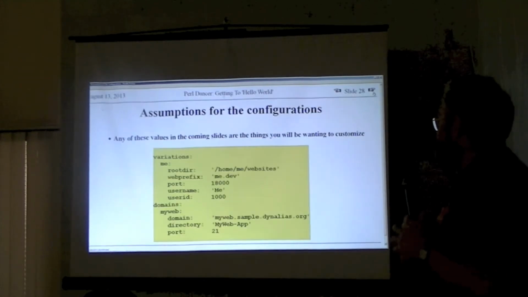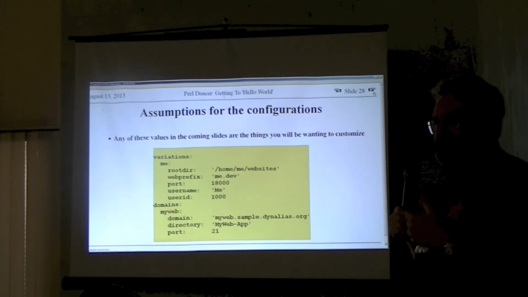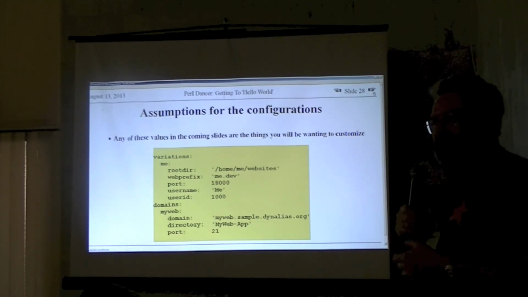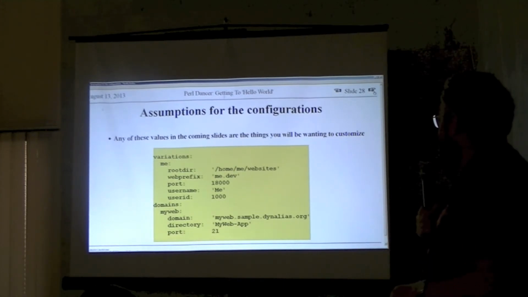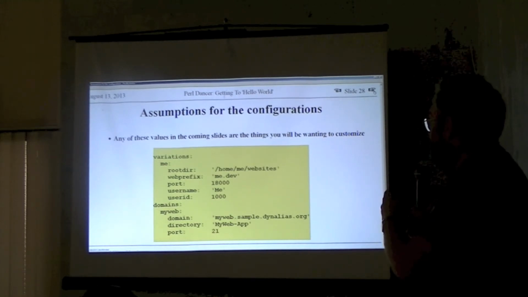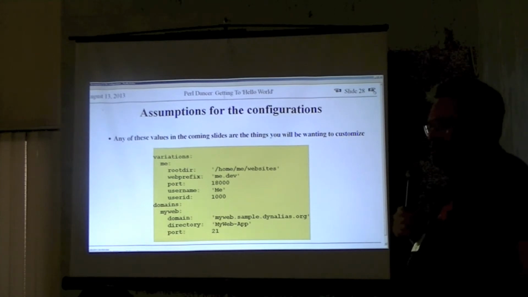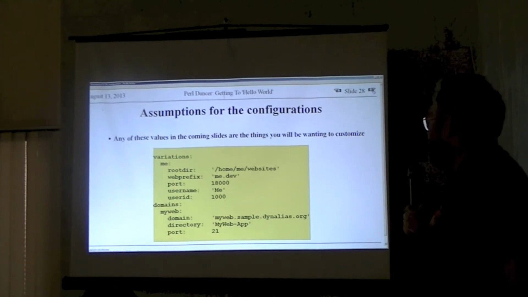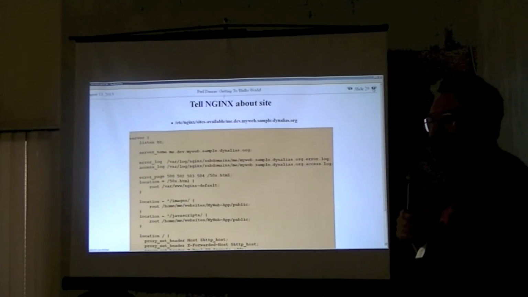I made some assumptions for my website, and that's because I have multiples, so the 18000s are me, and the 16000s are production, and then each of the websites has the same last number on the end. It tells where the domain is, where the port is, where the log files need to be, so that when you see those words on the coming slides, you know what things you need to substitute.